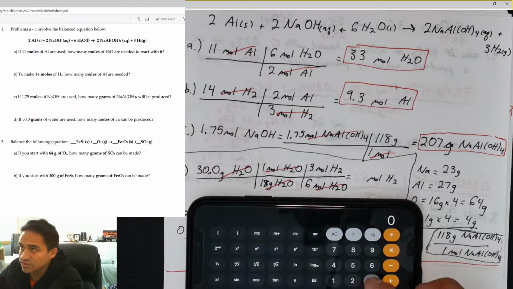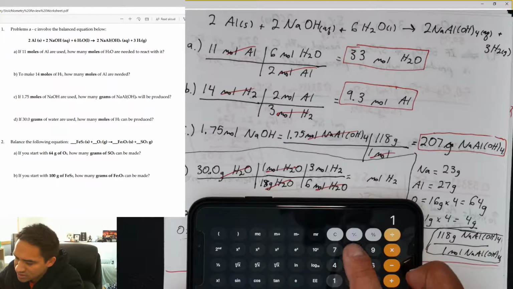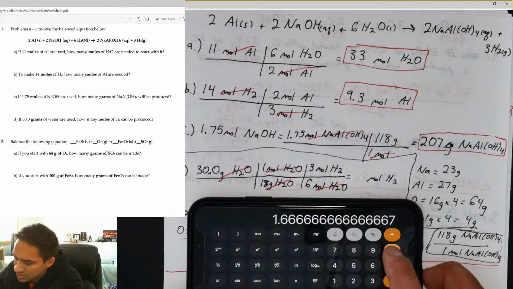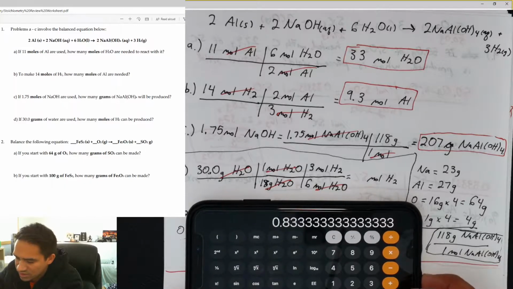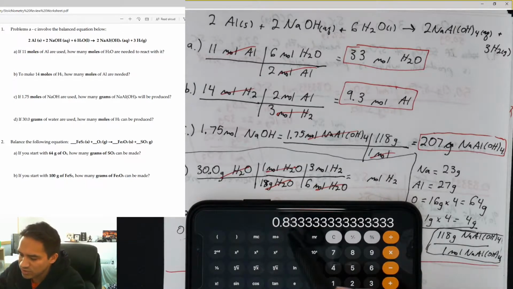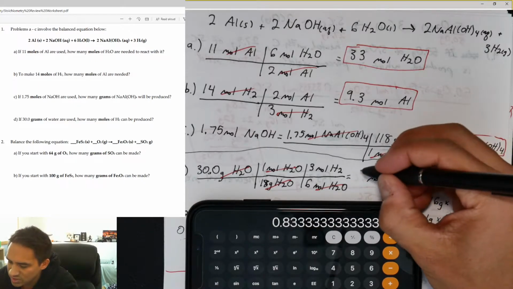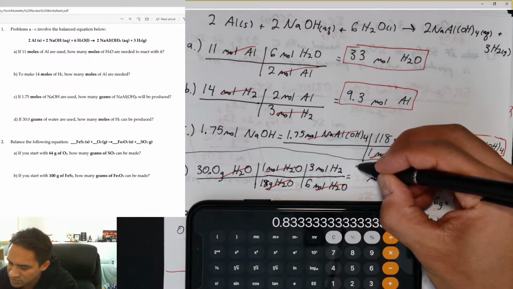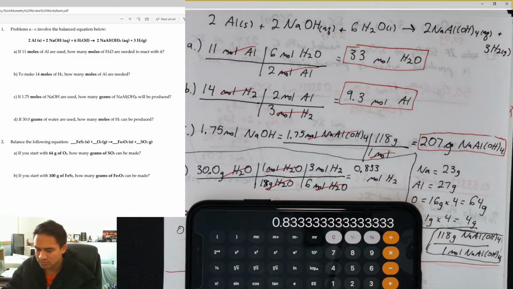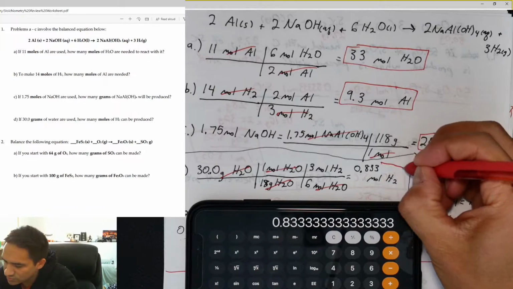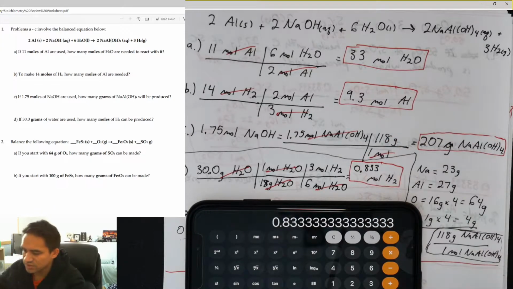We're going to take 30, divide by 18 equals, times 3 equals, and divide by 6 equals. And I get, as an answer, 0.833 repeating. And if we round to 3 significant figures, we'll get 0.833 moles of H2 as our answer. Okay, so 0.833 moles of H2 can be produced.